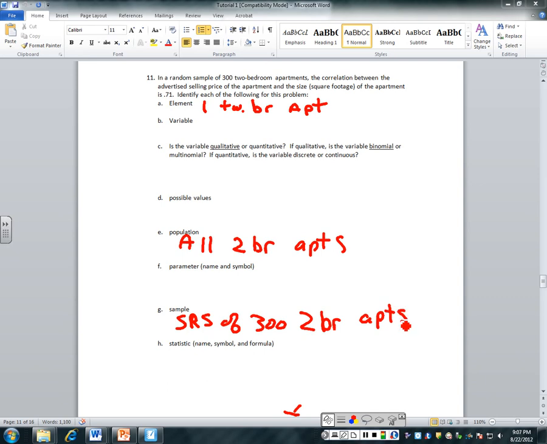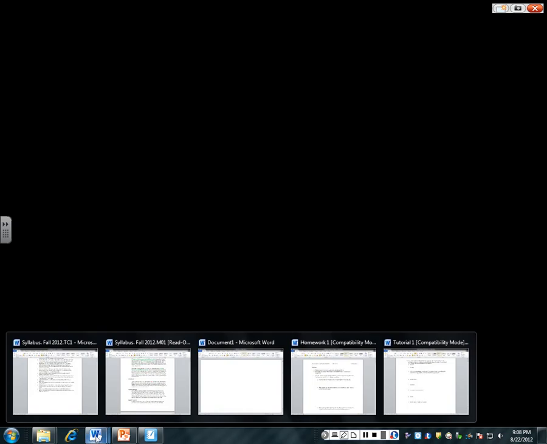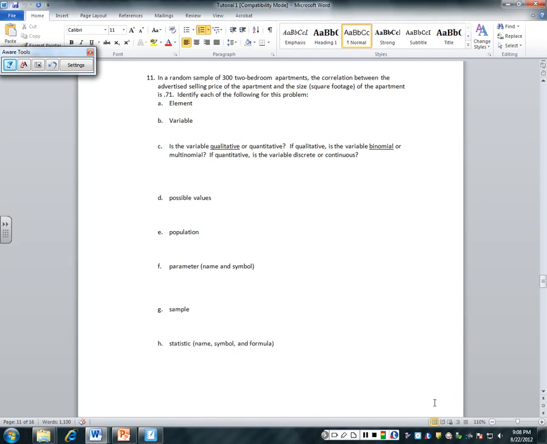The variable is, actually, there are two variables in this case. There is selling price, which, by the way, is quantitative and continuous. We're not just counting. And the other variable is the size of the apartment, which is also quantitative and continuous.